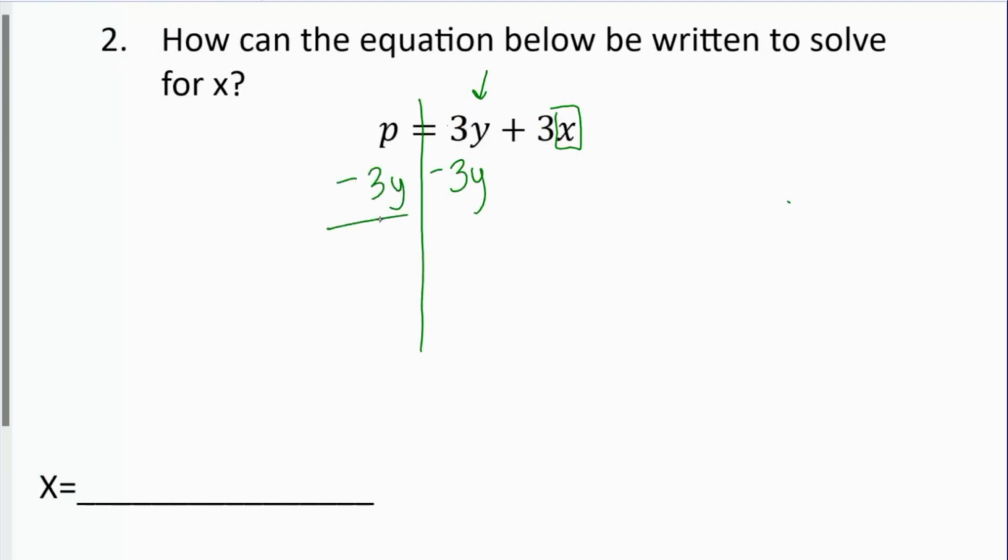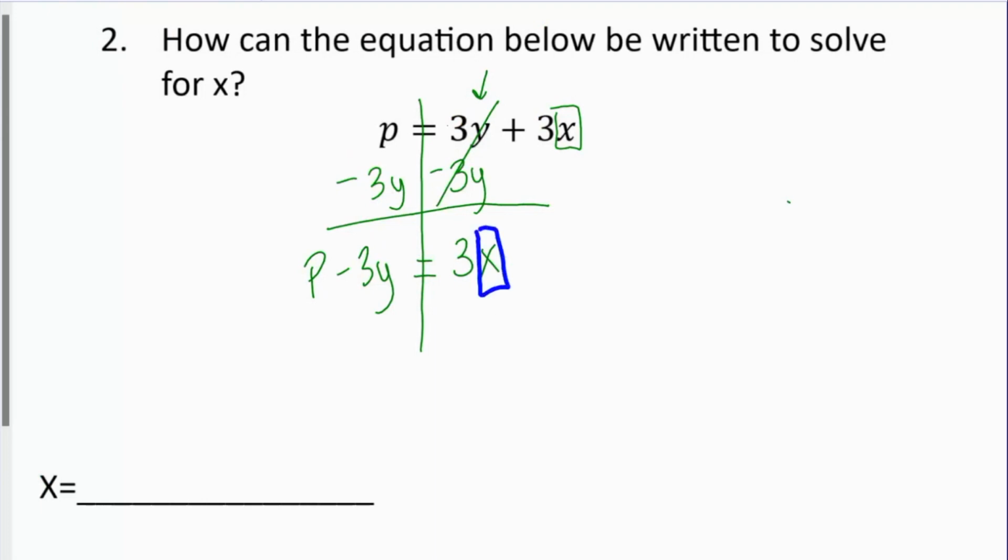Whatever I do to one side, I must do to the other. 3y minus 3y is 0. I don't know what p minus 3y is. They're not like terms, so I can't combine them, so I'm going to leave it as p minus 3y. Equals 3x. Now, I want to get rid of the 3, because remember, x needs to stay put.